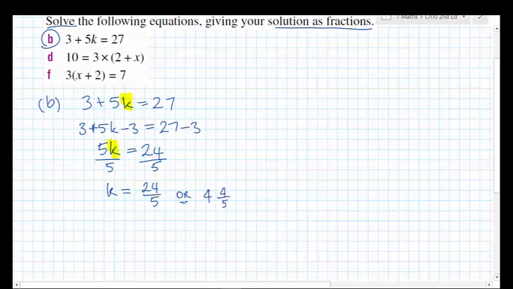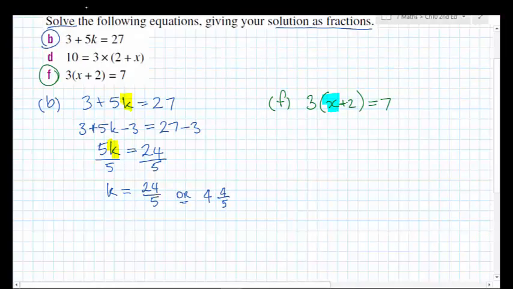Okay, let's have a look at F. So with F, we have here 3 times x plus 2 equals 7. So again, I want to find x in this. So in this instance, I want to think about how I start deconstructing this side to find x.